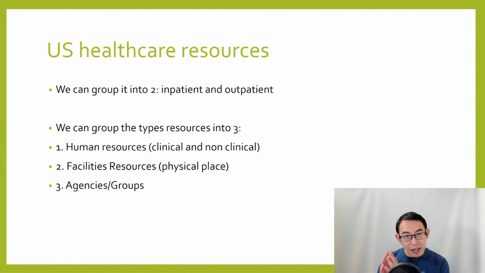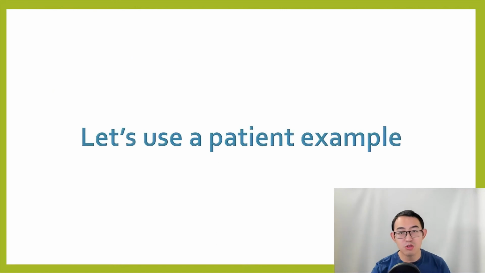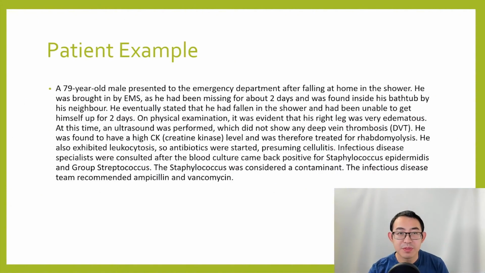There are actually a lot of them. There's no way I can cover them all one by one and explain to you. But the idea is, if you know what they are and understand their role, you'll be able to navigate patient care, and you then understand how the U.S. healthcare system works. Now, let's use a patient example. We're going to use a scenario and see how the healthcare resources within the U.S. healthcare system work together for patient care, right?